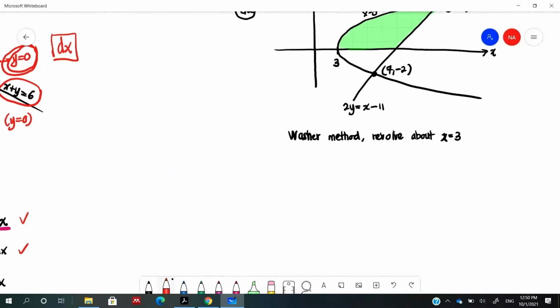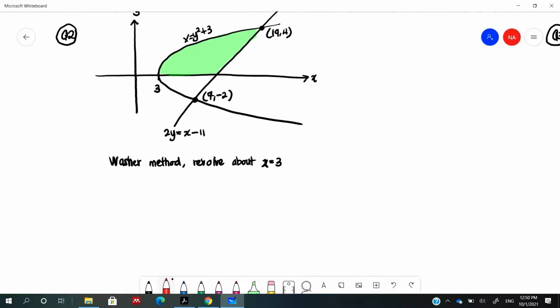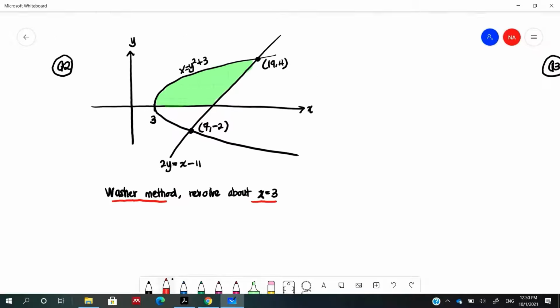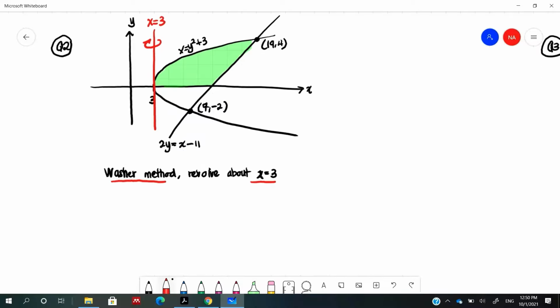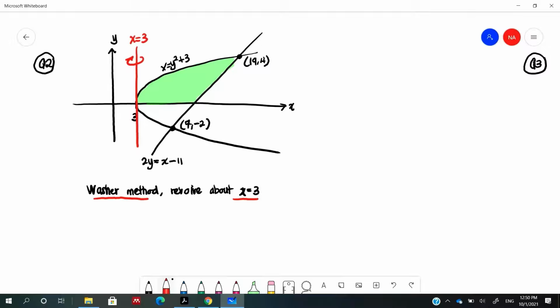Let's look at the second question. We want to use the washer method to find the volume where we revolve about x equal to 3. The line x equal to 3 is the vertical line here. We want to rotate about this. Bear in mind that we are now rotating about the vertical line, so we should know that when we rotate about a vertical line, it should be dy.